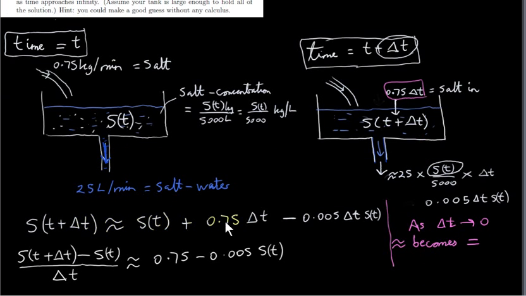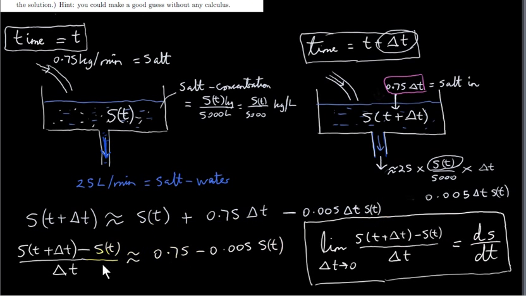Now we can rearrange this to get this expression on the left hand side. We just bring S of t across and we divide everything by delta t. So we divide all of this here by delta t. So we get 0.75 minus this thing over delta t, which will leave us with minus 0.005 times S of t. To make this approximation exact, we take the limit as delta t goes to 0.